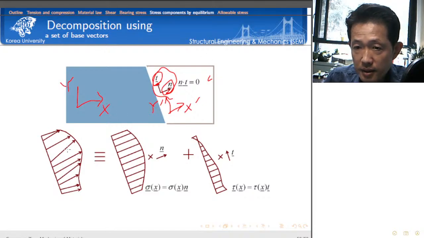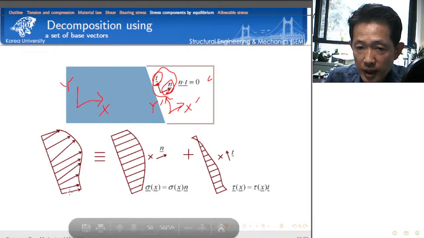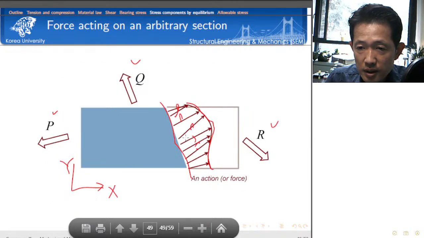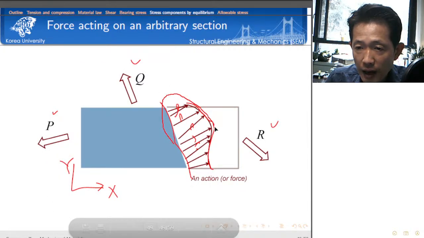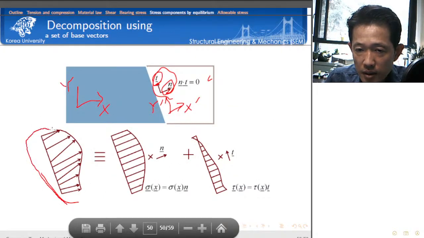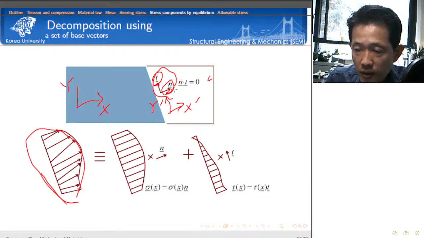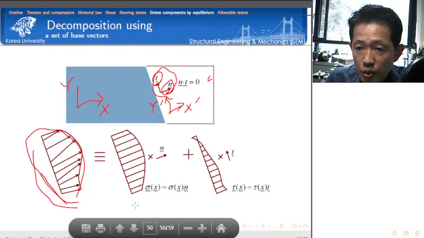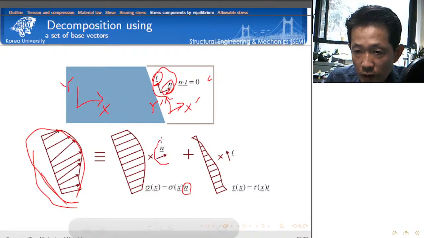And then let's consider a decomposition of the traction. As we discussed in the last note, we have an arbitrary distribution of traction on this cross section. Since we have an orthogonal set of coordinate directions, we can decompose this traction into the normal component and the shear component here. The normal component's direction is given by the normal vector, and then its magnitude.